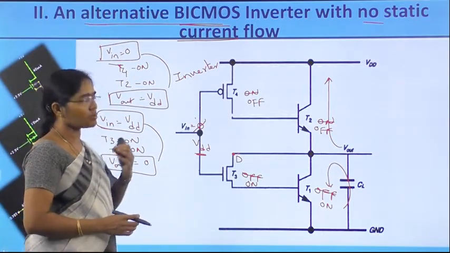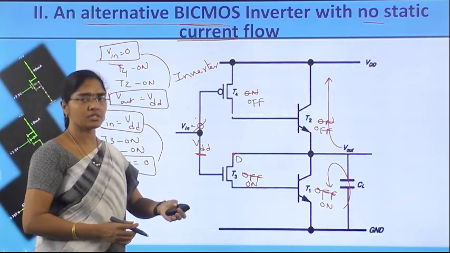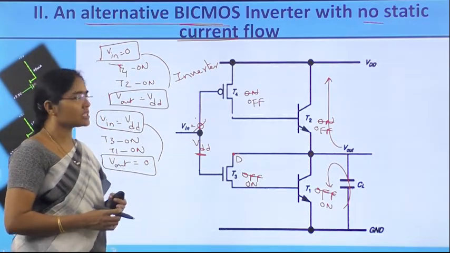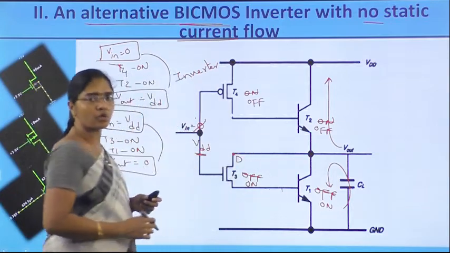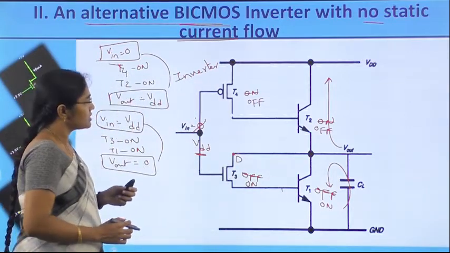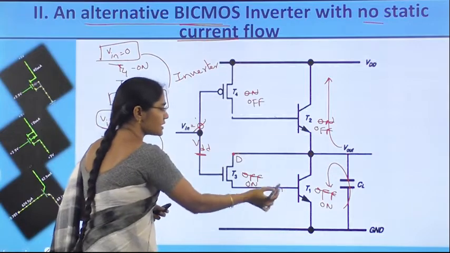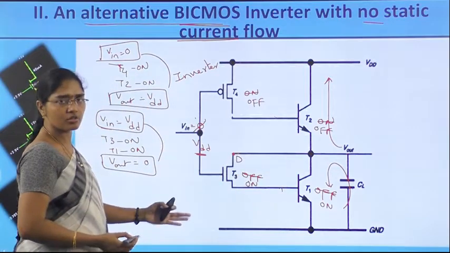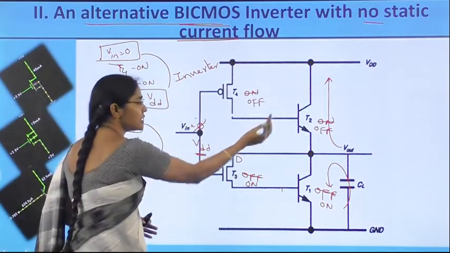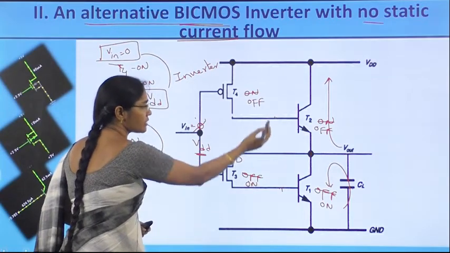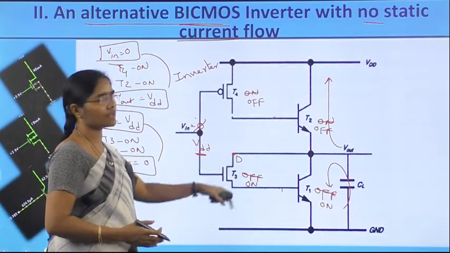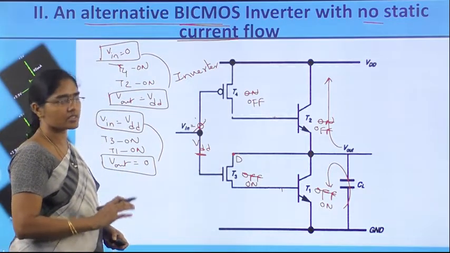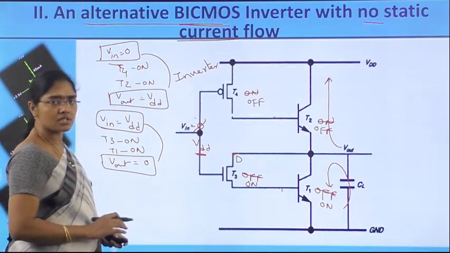And what is the next problem we have seen in that simple inverter circuit? That is no base discharge path. Still this no base discharge path is a problem existing in this also, because there is no path for the bases of T2 and T1 to discharge while these two are going into the off condition. It is still existing.